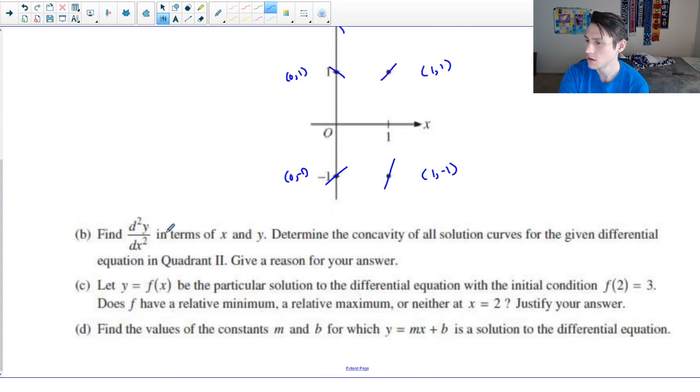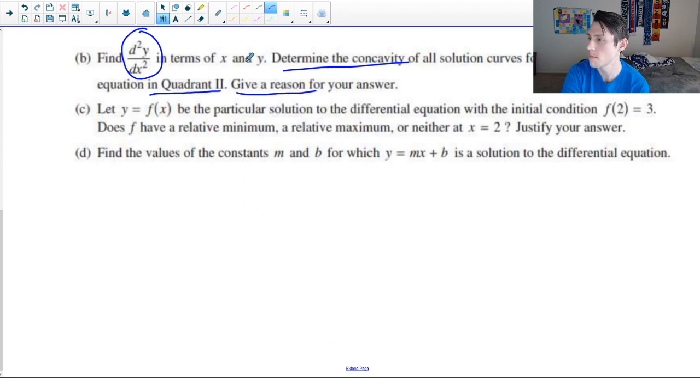Part B, find the second derivative in terms of x and y. Determine the concavity of all solution curves for the given differential equation in quadrant 2. Give a reason for your answer. All right, so part B. First I want the second derivative. I already know the first derivative, dy/dx, is 2x minus y.